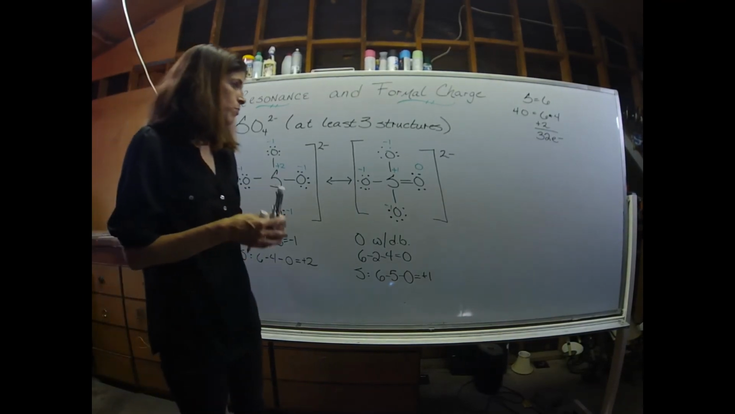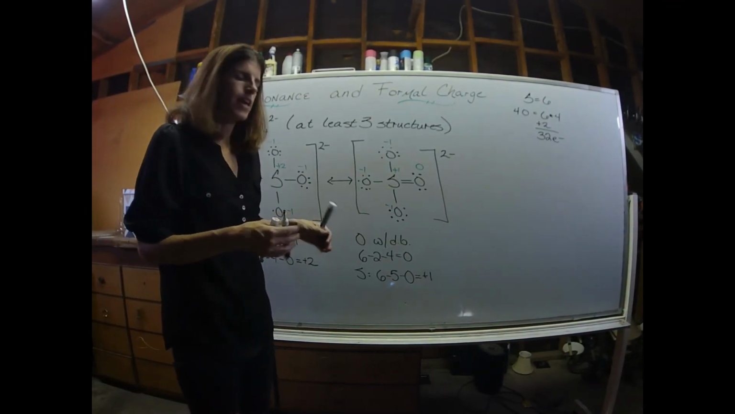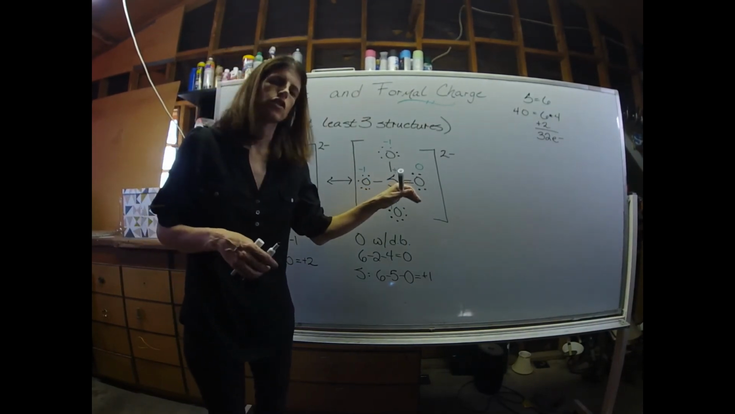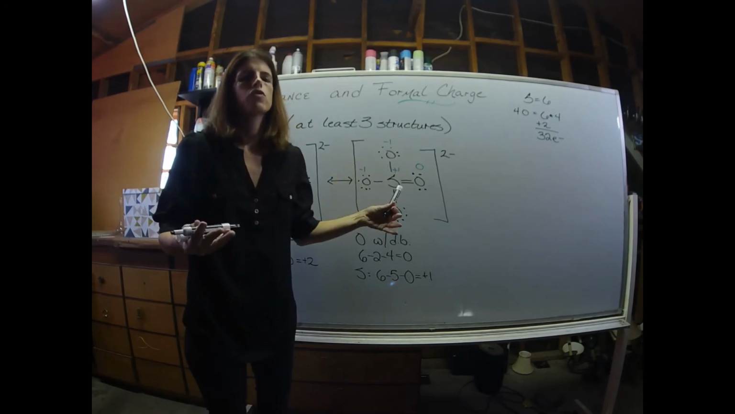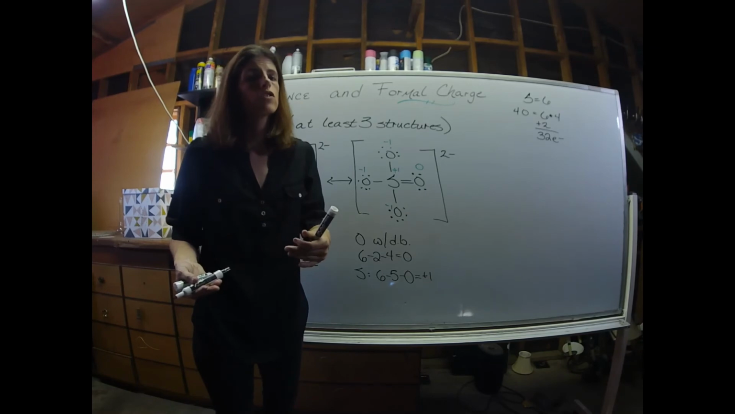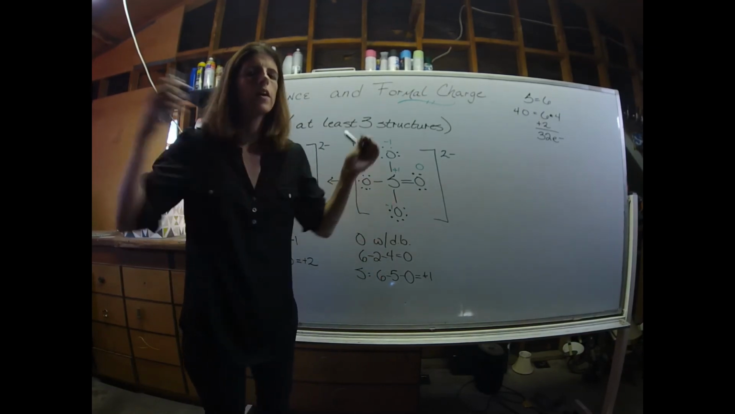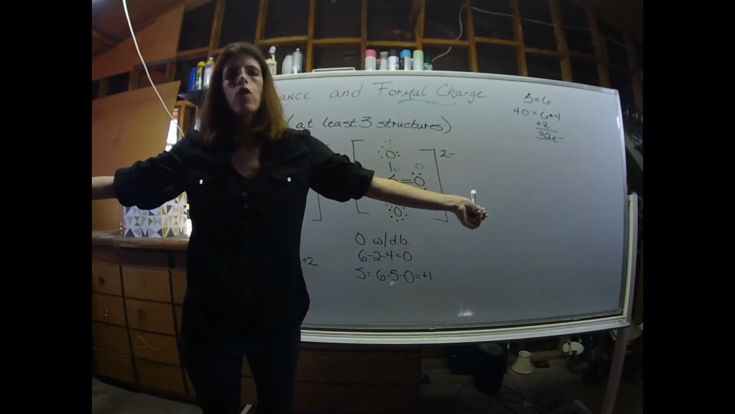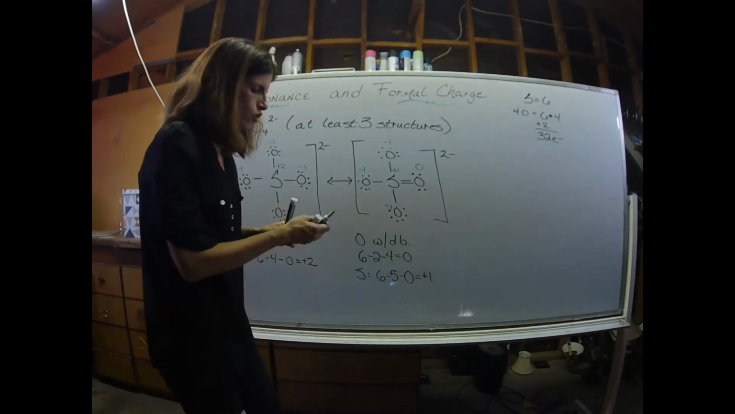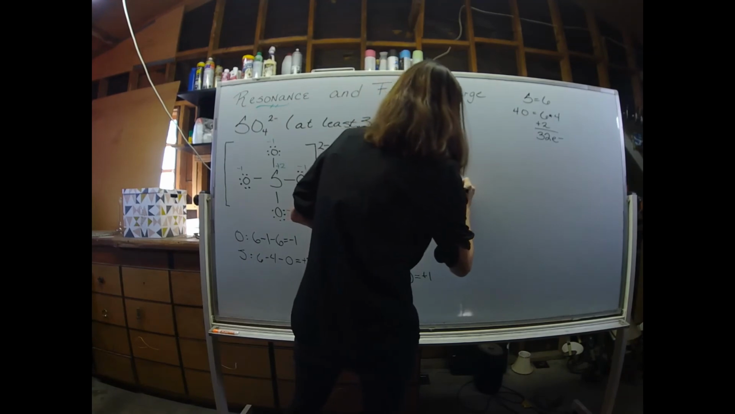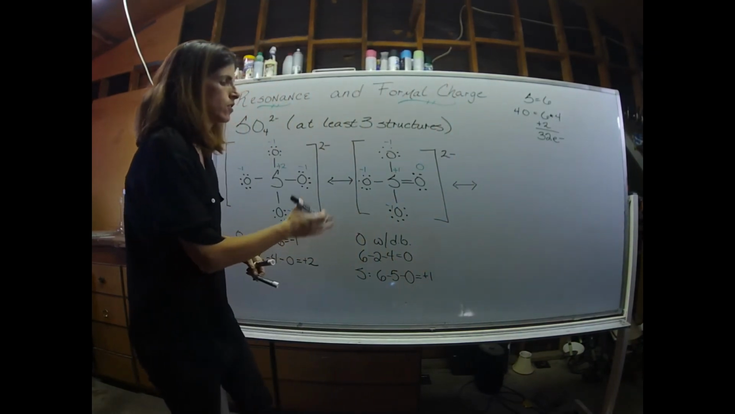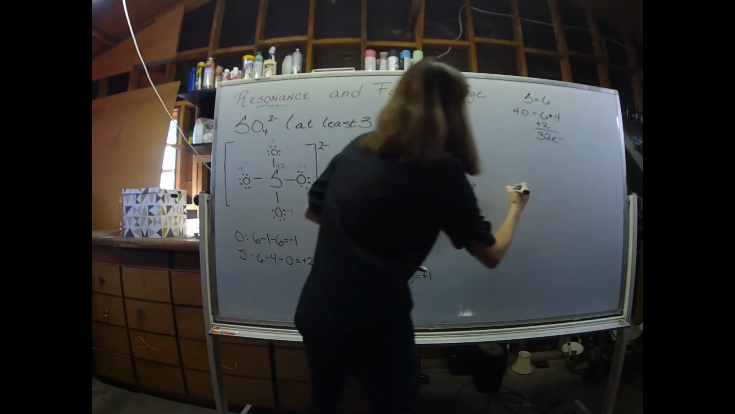So can we do better? And yes, we can. So what you're going to notice is that when you double bond an oxygen, you minimize formal charge for that oxygen. So that's why in a lot of the structures you see oxygen either double bonded or serving as a central atom with single bonds on either side. So let's try that next. Let's increase the number of double bonds. Maybe that'll make things a little bit better.